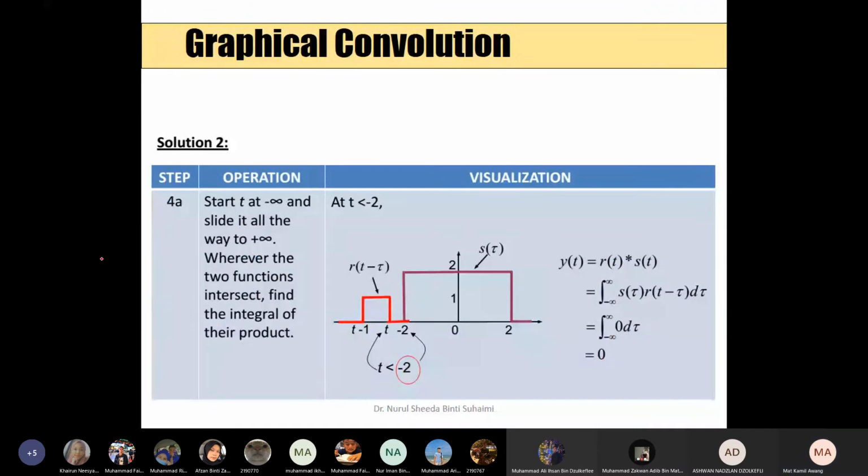Third step, you start to convolve. So this is the r of t minus tau, and this is the s of tau. You start to slide this from minus infinity to infinity. So this is minus infinity here, and here is infinity. Right?